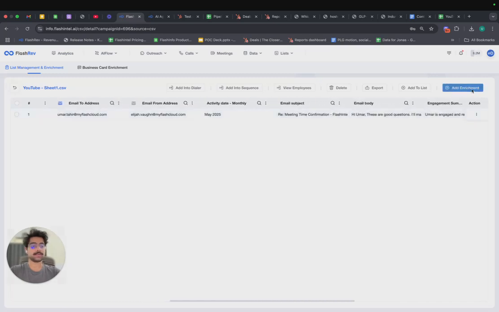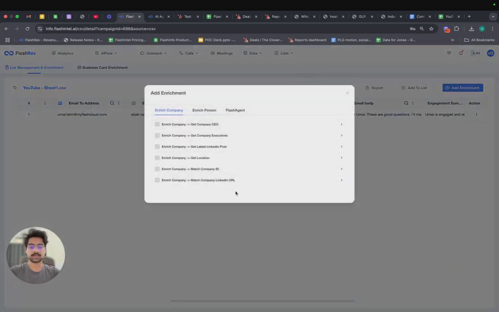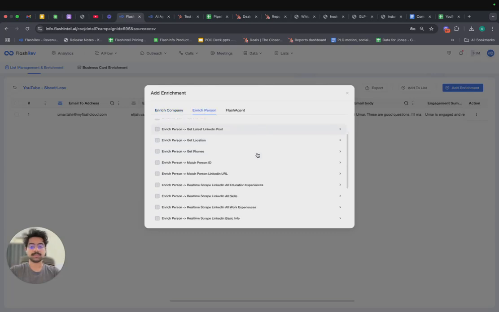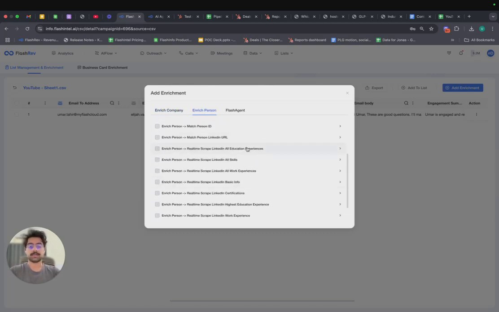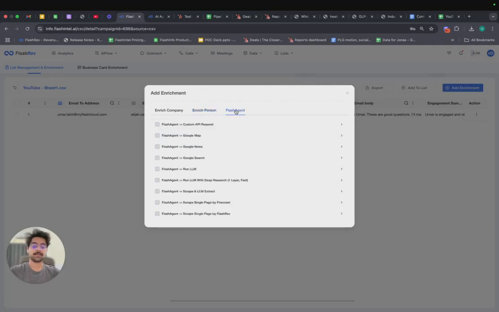But I added enrichment, and of course, you've seen me cover a lot of these in the past, so you can do a lot from the enrichment function. You can get company executives if it's a company file. You can enrich people and get their emails. You can scrape LinkedIn live. You can verify phone and email if it's a person file. But the Flash agent in particular is something no one else has in the market.